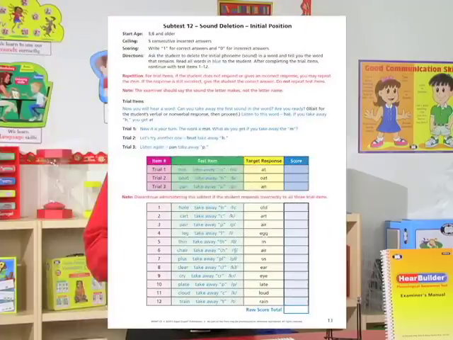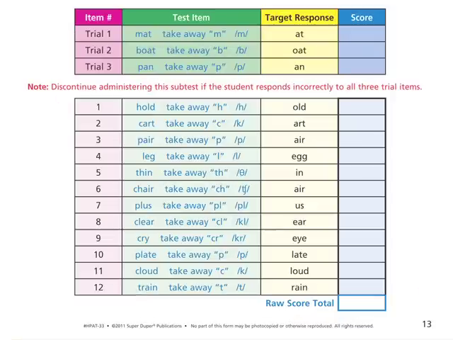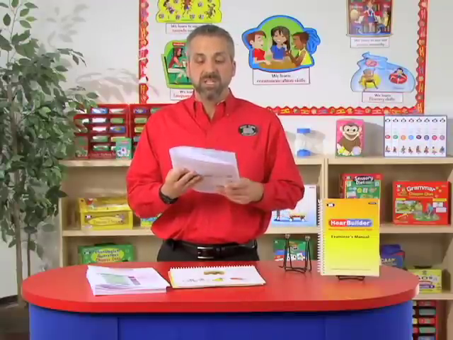Okay, now we're going to get a little more difficult. This is subtest 12. This is sound deletion, and this is going to be deletion in the initial position. So I'm going to say hold, take away h. What word does that make? And the child will say old. I can say cart, take away k. And the child says art. Again, we move through here. 5 consecutive incorrect responses is our ceiling. And then we're done. Move on to subtest 13.